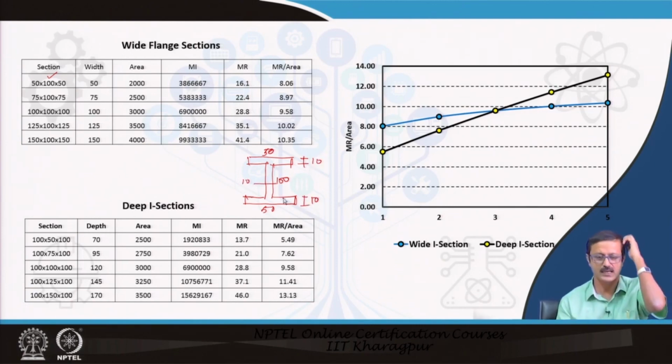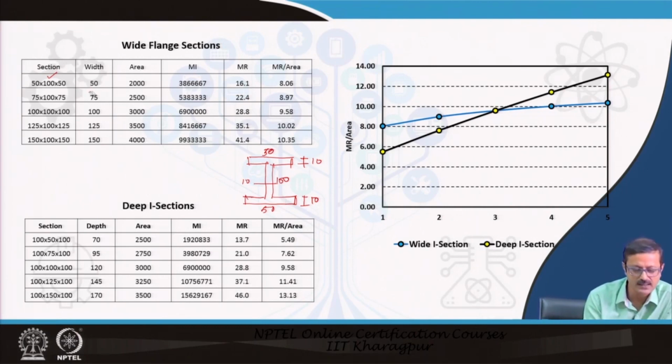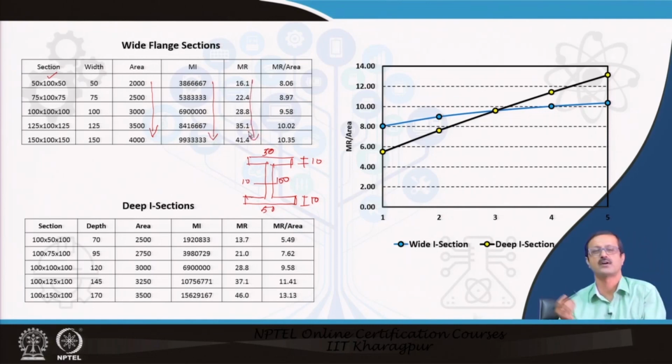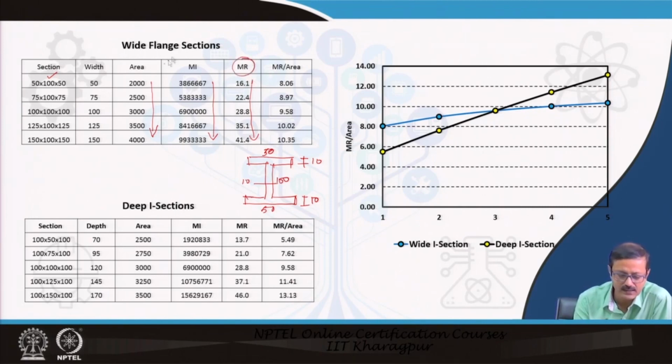So, based on that, I have calculated the area. As I increase the width of the flange, the area is increasing, moment of inertia is also increasing, and moment of resistance is also increasing. I have kept a value of 250 as the sigma permissible. I have also found out the MR by area, the moment of resistance by area.